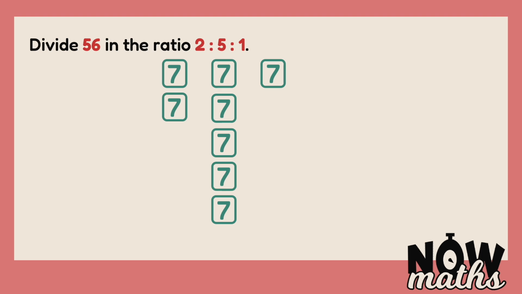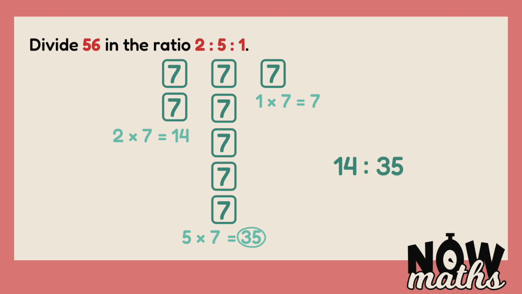Finally, we need to work out what each of our columns is worth. So for the first column, we have 2 lots of 7, which gives us 14. For the second column, we have 5 lots of 7, which gives us 35. And for the third part, we have just 1 lot of 7, or just 7. And similar to the previous question, we then write our answer as a ratio for this question. So for the 2 parts of ratio, we had 14. Then for the 5 parts of ratio, we had 35. And for the 1 part, we had just 7. So our final answer is 14 to 35 to 7.